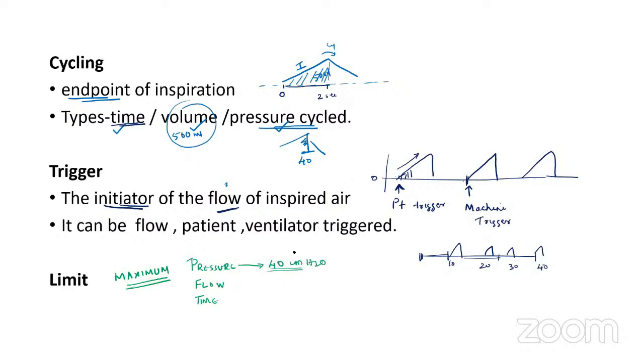So when it becomes 41, expiration starts, and there will not be barotrauma. Same with flow: if I keep it at 20 liters, the machine cannot deliver beyond 20 liters of flow. Same with time. So limit is the maximum that this variable can get. Trigger is the initiation, and cycle is the changeover. That is how easily you can comprehend.